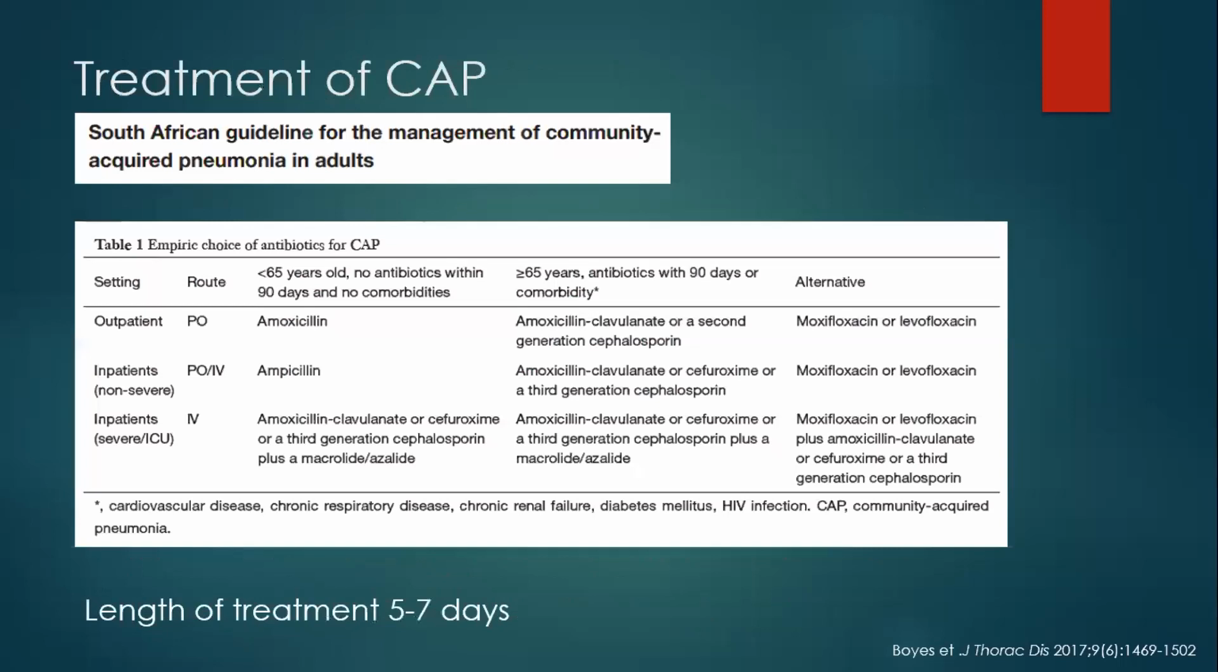For the treatment of CAP, as per the South African guidelines, and this would obviously be very different to where you are practicing, we can use something simple like amoxicillin in the outpatient setting in a young patient. Whereas in a slightly older patient or somebody who's got comorbidities, you'd want to use amoxicillin clavulanic or second generation cephalosporin. Whereas when we get to the inpatient, we would be more likely to consider intravenous amoxicillin clavulanic or even cefuroxime or third generation cephalosporin in those patients who've been admitted.